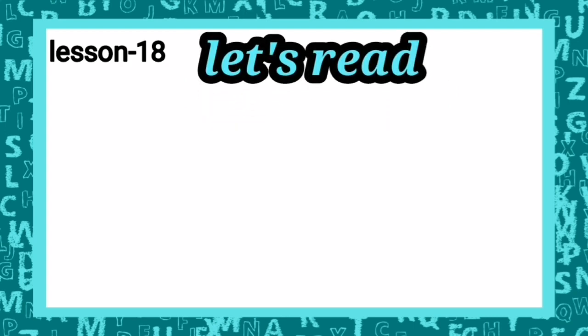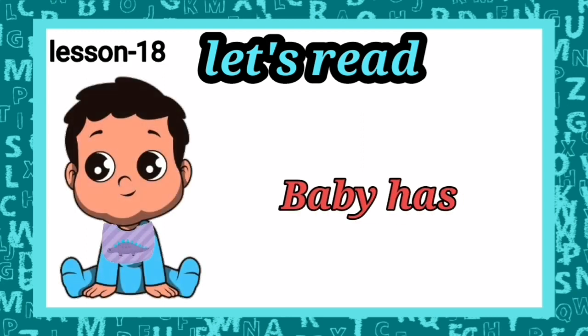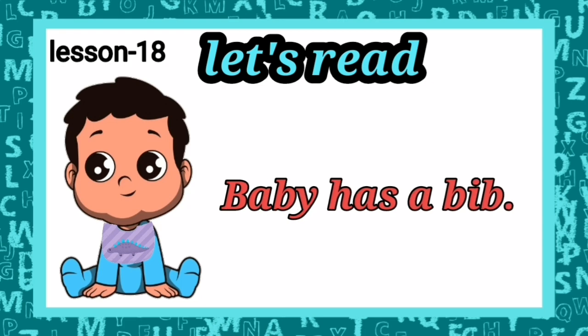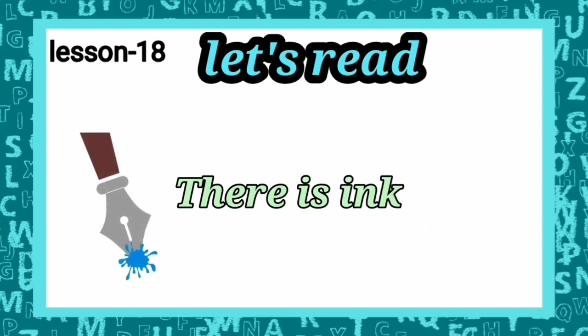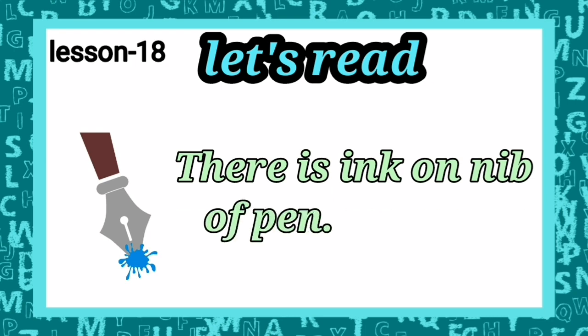Now let's read some simple sentences of ib and id word family. Baby has a bib. There is ink on nib of pen.